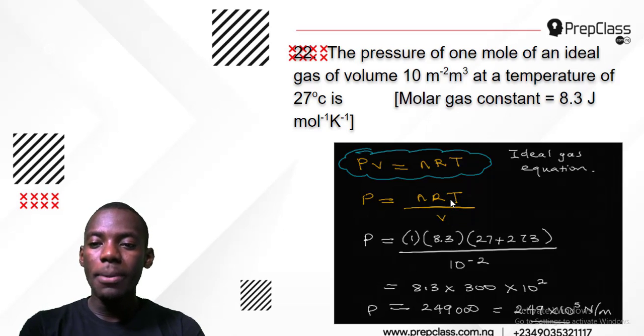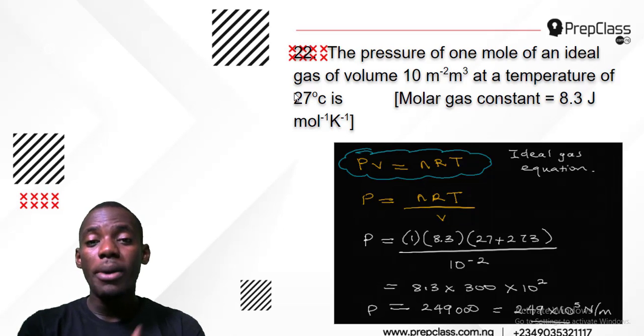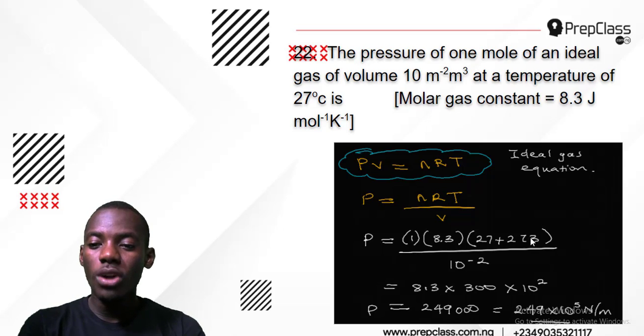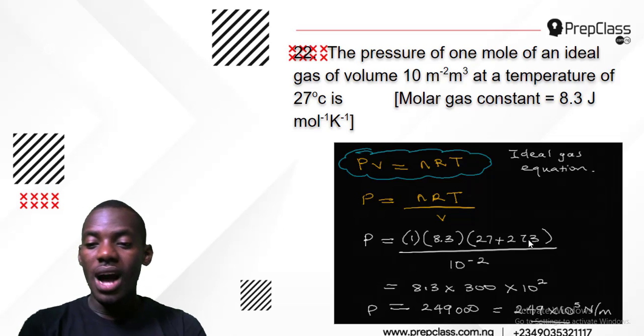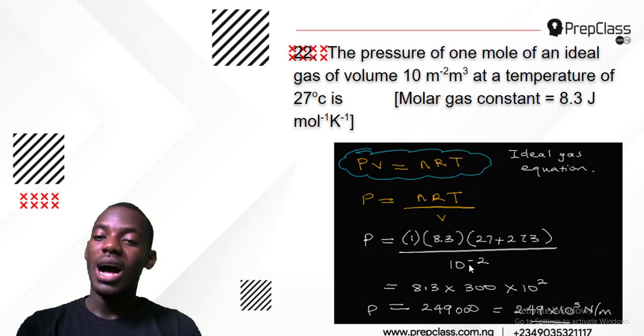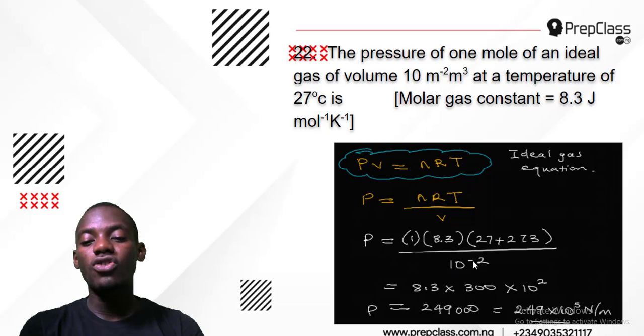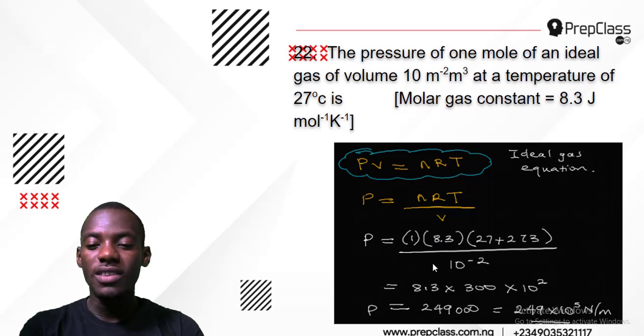Then what's my temperature? My temperature is 27 degrees Celsius, but it has to be in Kelvin. So I have to add 273, because 273 is what we use to change Celsius to Kelvin, and that will become 27 plus 273, over what's my volume? 10 to the power minus 2, and that is what I have here. The 10 to the power minus 2 will have to go up. Then 1 times the gas constant is the gas constant. 27 plus 273 is 300 Kelvin. The temperature is now in Kelvin, not in degrees Celsius.